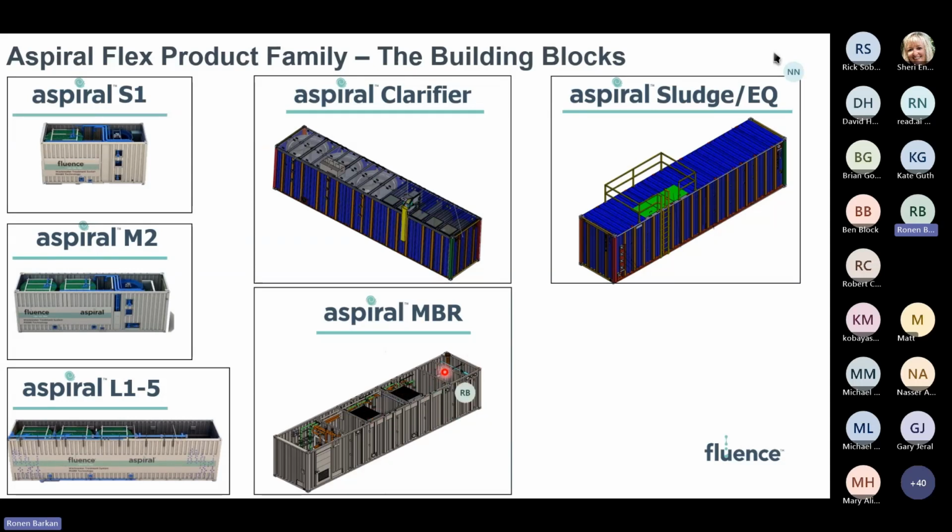Essentially, each one of these blocks has room to accommodate up to 4 MBR cassettes or UF cassettes. Each cassette is capable of treating up to 50,000 gallons per day, which means that, quick math, a single tank like that can treat up to 200,000 gallons per day of domestic wastewater as the liquid solid separation mechanism. You would obviously need to couple it with a couple of Aspiral L systems in order to get the biological reactor as well.